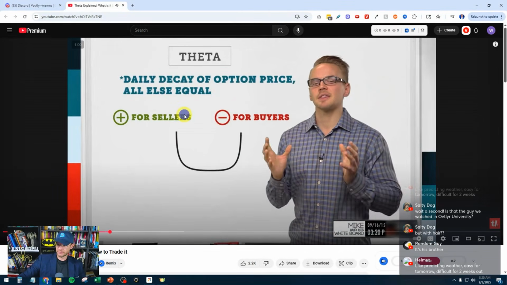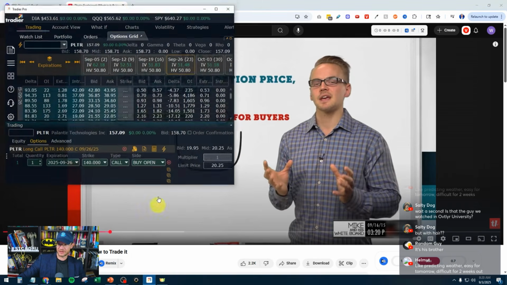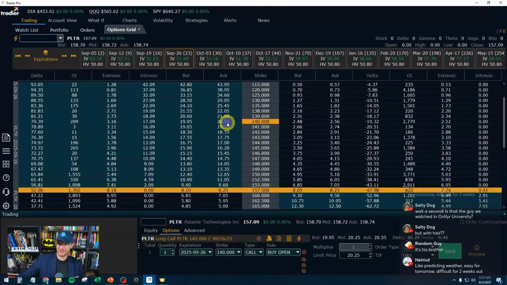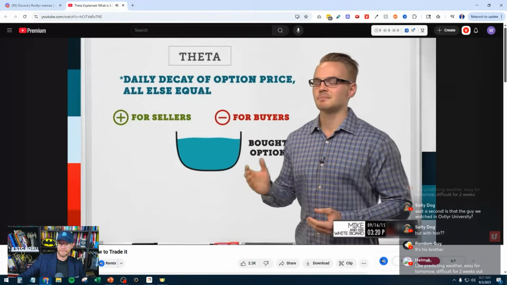So when we're talking about theta, first off, that just irritates me. Sellers are green and buyers are red. That's weird because like literally every time in the history of time, isn't it like when you buy an option that it goes green? I forget. Either way, specifically, it's good for sellers and it's bad for buyers.